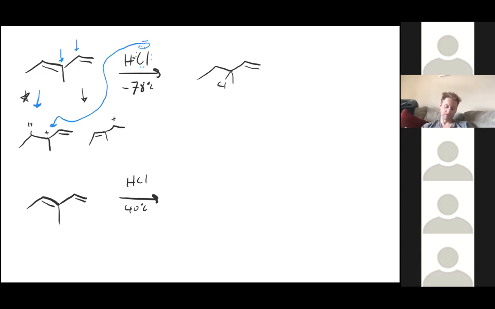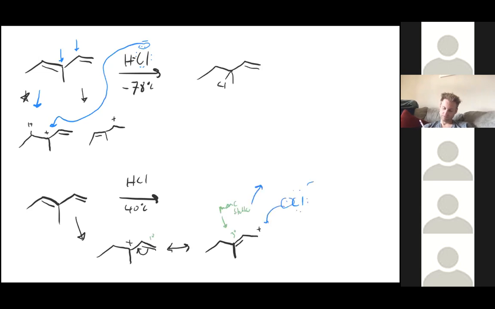At 40 degrees, we're going to have to consider some different things. So we're going to form that initial carbocation the same way we just did. And now we have to look at its resonance structure. So between this carbocation, sliding our double bond over, and this carbocation here, the double bond on the left would be considered primary. The one on the right here would be considered tertiary. So this one is more stable. And therefore, Cl can come in, attack at this center to deliver us our 1,4 product.